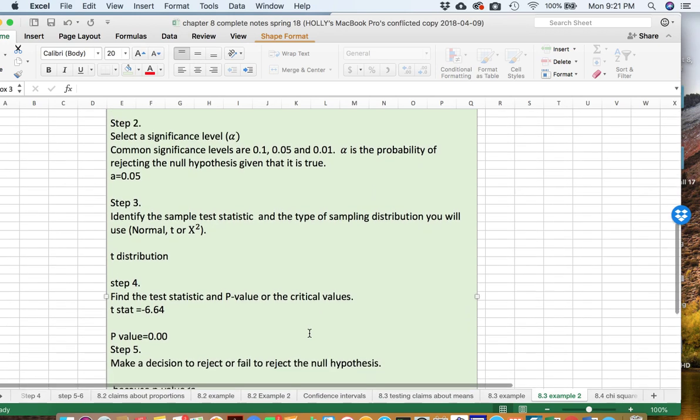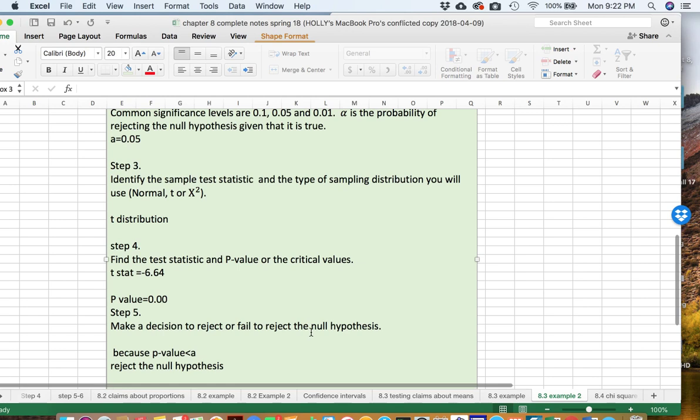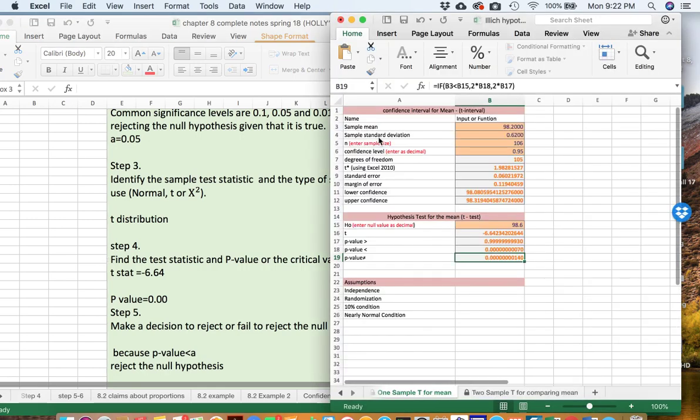Now the t-stat and the p-value we're going to get from the calculator. So let me pull up my calculator and we'll try to replicate this. Okay, so here is our page of one sample t for mean on the Gale-Illich calculator that Ms. Illich created. We need to put in on this page our sample mean of 98.2.